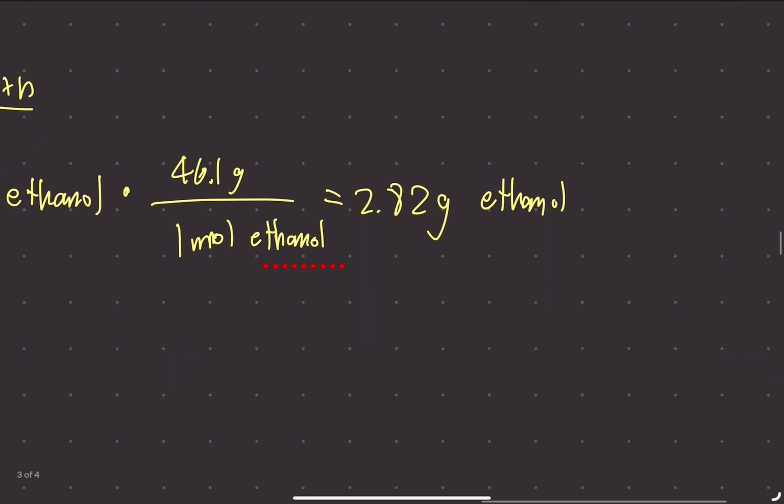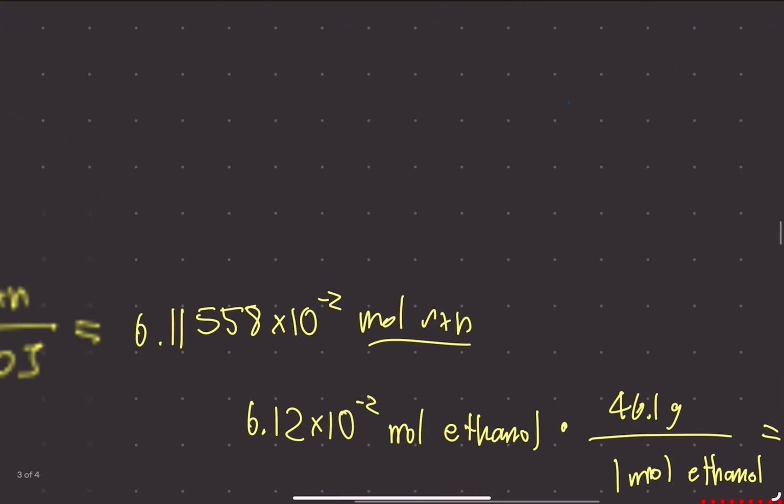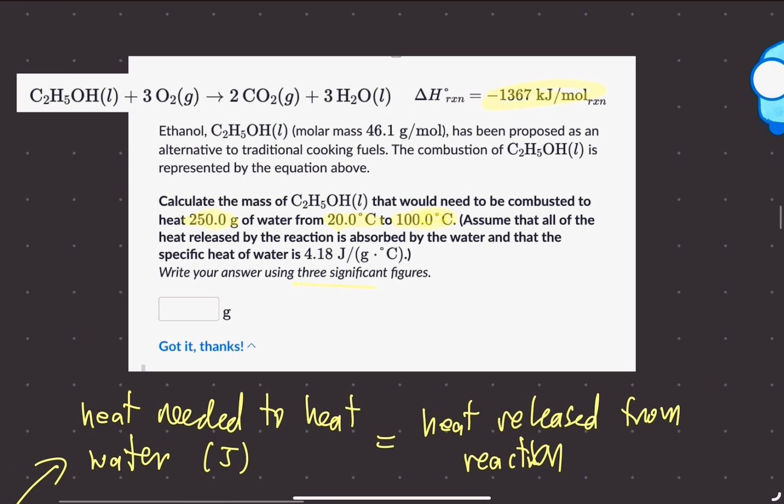And this is with the correct number of sig figs. The full number would be 2.819283 something. It doesn't really matter because that's not in your sig figs. And this also says use 3 sig figs.